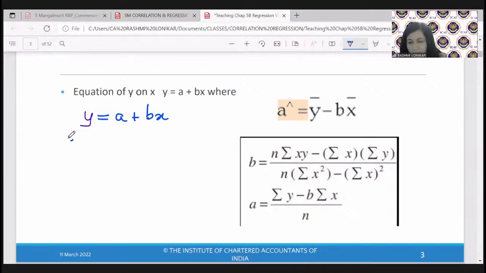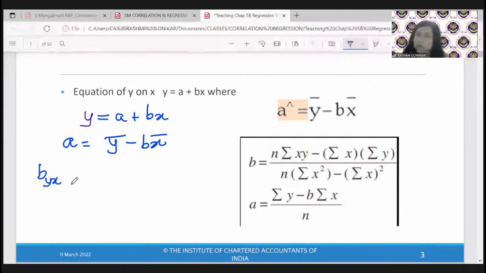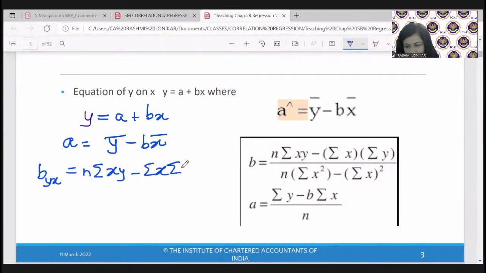Now how is a defined? A is given by y bar minus b x bar, and b is the regression coefficient. This is the equation of y on x, so I write it as byx. If I'm just talking about one line, I don't even have to write byx. But when we are talking about two lines, one equation will be y on x and the other will be x on y. So byx is equal to n summation xy minus summation x into summation y, upon n summation x square minus summation x the whole square.